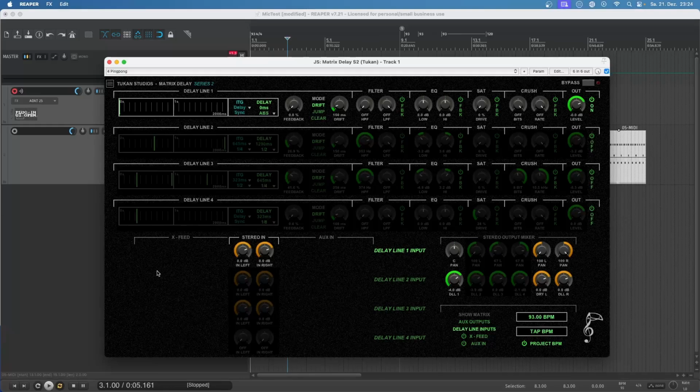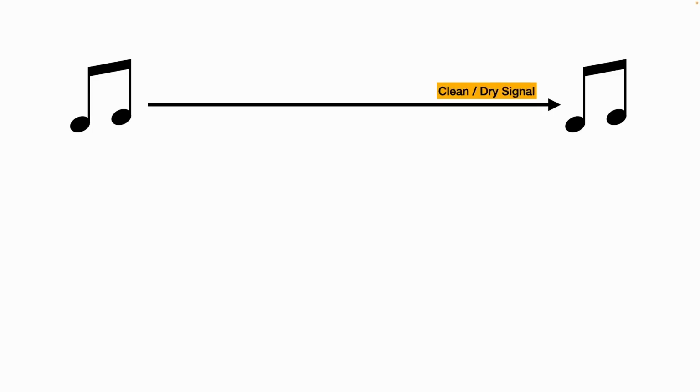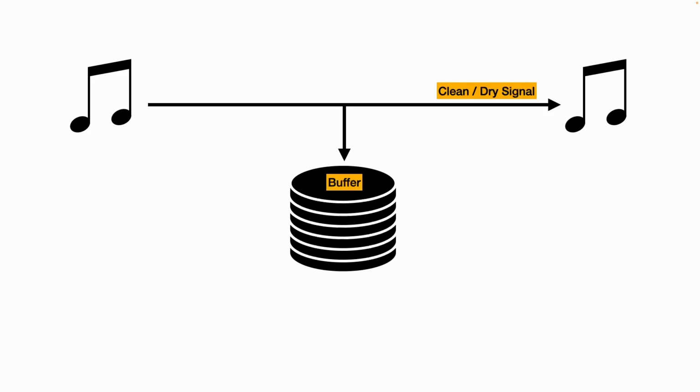So for understanding how this plugin works, we need to understand how a digital delay works. I will make this very simple and not too technical, so let's have a look at it. We start with a signal, and this is what we call our clean or dry signal. So that's completely unmodified, simply what I play on my keyboard. And in a digital delay, the clean signal is not only sent to our mixer, but it's also sent to a buffer. The buffer is just some memory in our computer which stores that clean signal. And now, after a certain time, the signal is played back again from that buffer. So we have the same 2 notes again, but a bit later. That's why we call it a delay signal.